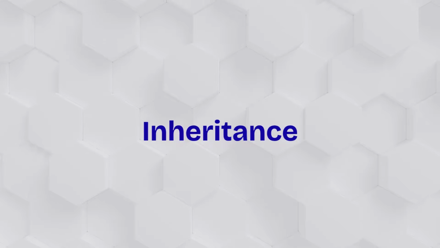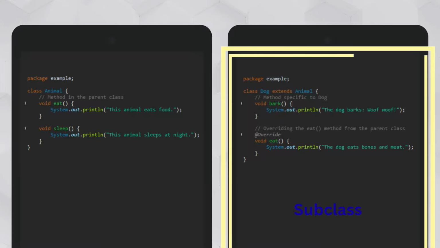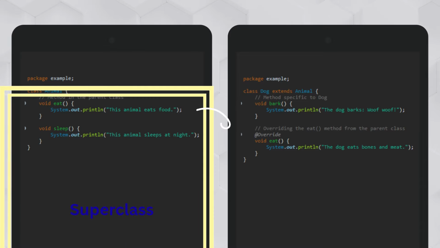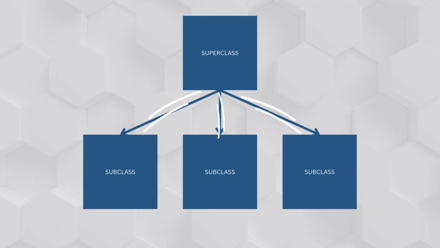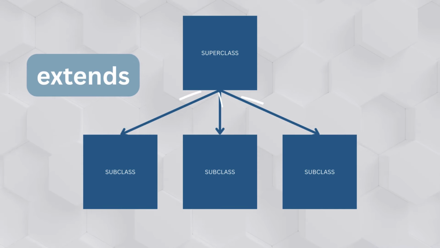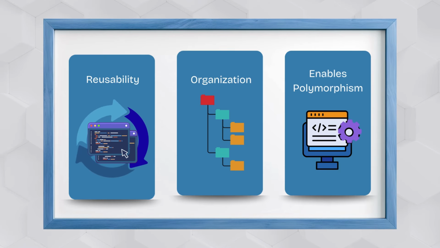Our second concept of object-oriented programming is inheritance. It allows a class, called subclass, to reuse the fields and methods of another class, called superclass. It's a way for one class to inherit or take properties and behavior from another class using the extends keyword. We use inheritance because of its code reusability, organization, and enabling our next concept, which is polymorphism.